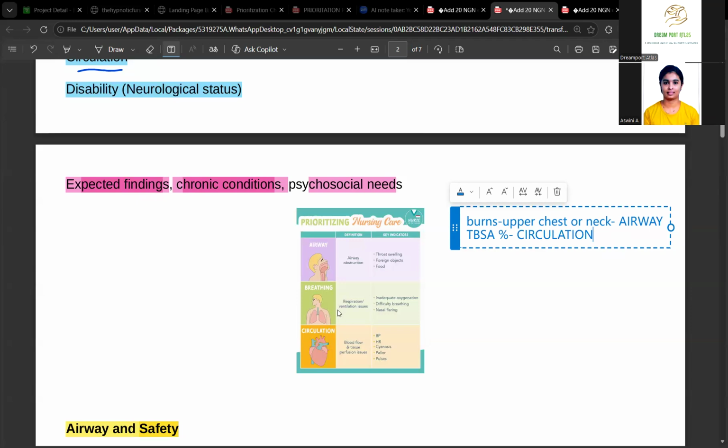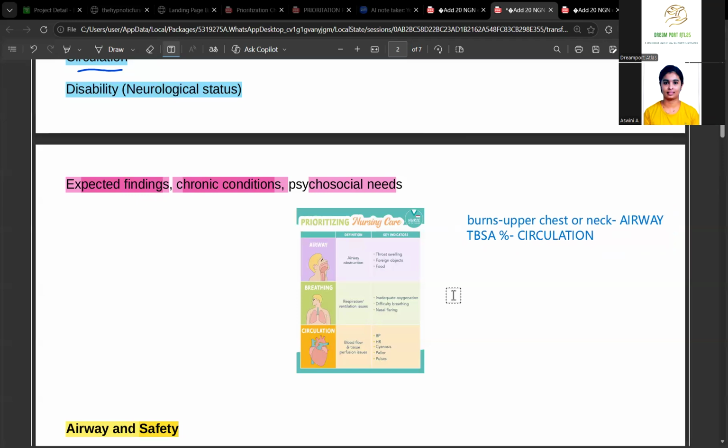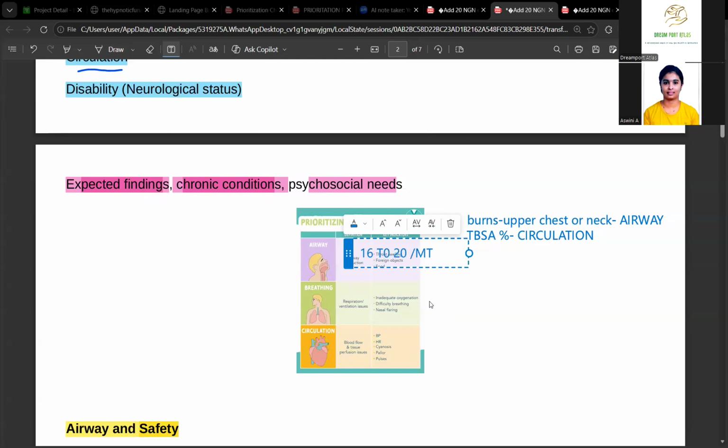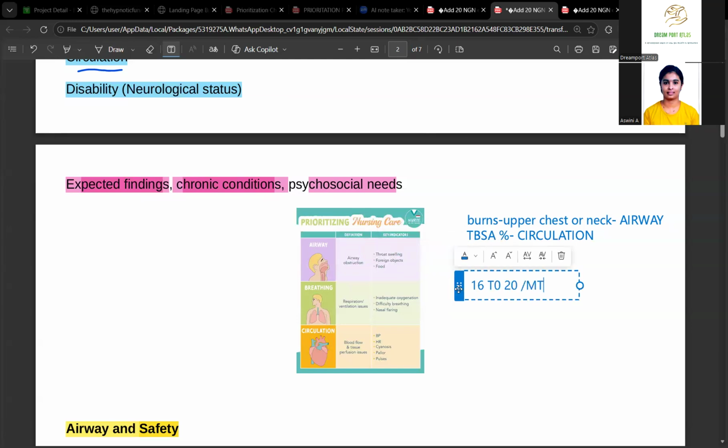And in breathing, we can look at the respiration status. What is the normal respiratory rate in an adult? 16 to 20 per minute. That is the normal respiration in an adult.